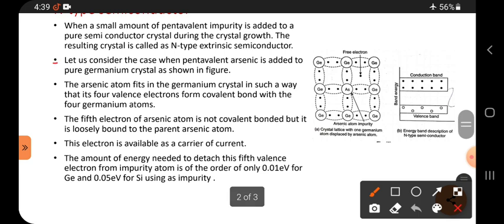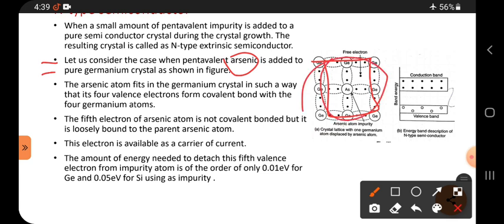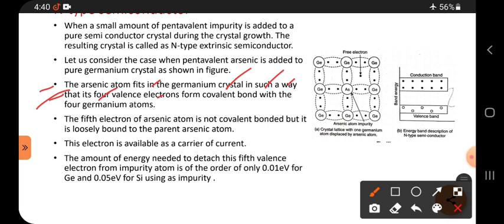First let me explain. Let us consider the case when pentavalent arsenic, here I have taken arsenic as the fifth group element, is added to a pure germanium crystal as shown in the figure. So let this be a pure germanium crystal, and to it arsenic, a pentavalent impurity, is added. Okay, see here in the beside picture. The arsenic atom fits in the germanium crystal in such a way that its 4 valency electrons form covalent bonds with 4 germanium atoms.